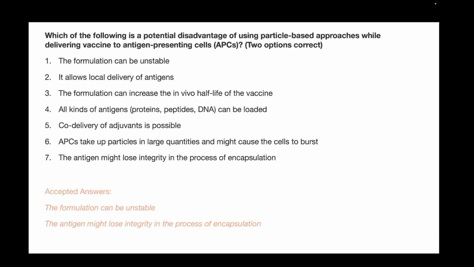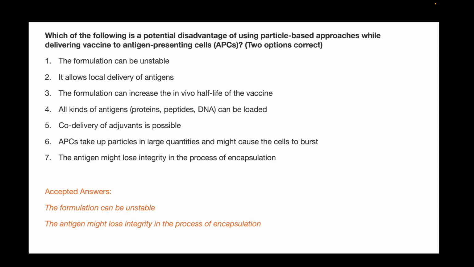The correct answer here would be option 1, the formulation can be unstable, and option 7, the antigen might lose integrity in the process of encapsulation. So for these particle based approaches, these are the major concerns, that is formulation instability, because it can lead to unpredictable release, antigen loss, reduced vaccine efficacy, or difficulty in storage.